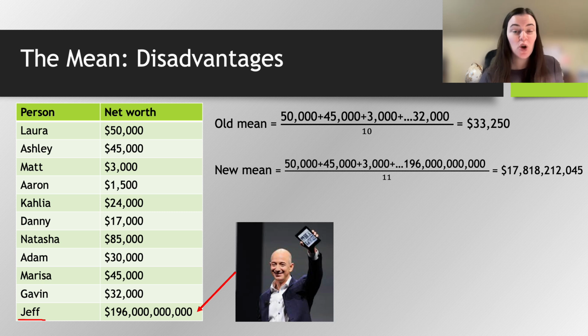Jeffrey Bezos, who has an average net worth of approximately $196 billion. All that I did in this case was add one more individual. So instead of starting with a group of 10, I now have a group of 11. But because Jeff's net worth is so much more than everyone else within the data set, his observation alone, because it's an outlier, increases our average of this data from $33,250 to over $17 billion.